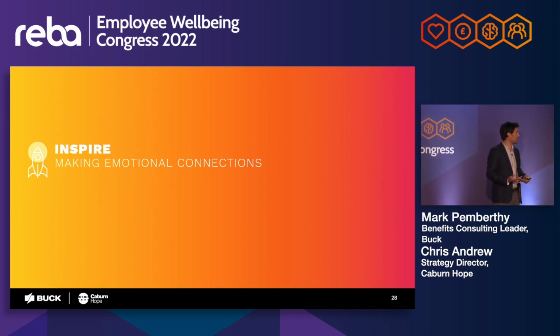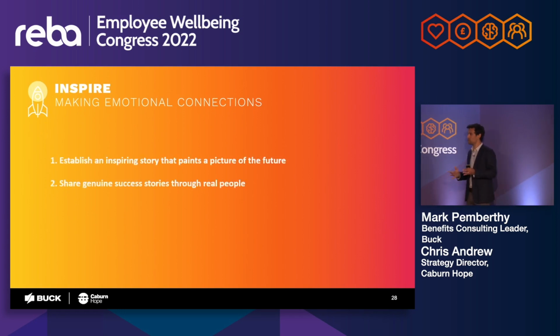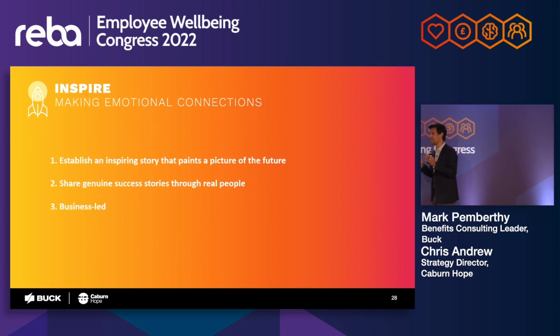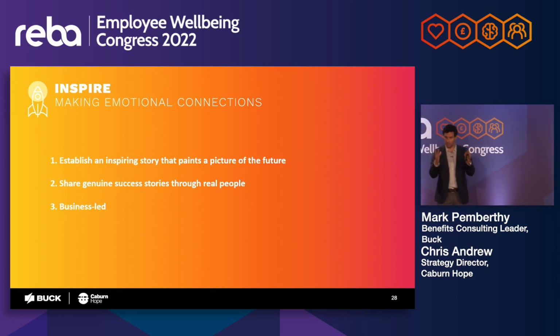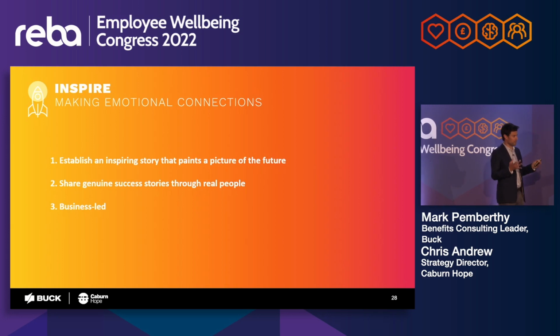So the inspire piece is about making emotional connections. What can you focus on? So have a story. Well-being isn't an app, it's not a process or a policy. It should be a frame of mind, and it should be an attitude that's lived and breathed throughout the whole organisation. So have a story that is relevant to your business and aligns with your purpose and your values, that really paints a picture of the future and shows that people are cared for and that they are valued.